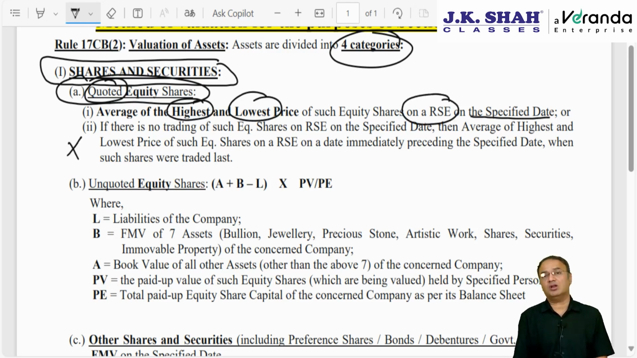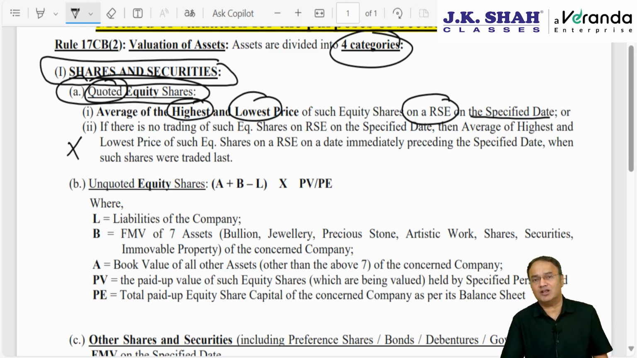The second point is unimportant. The second point says that if the quotation is not available as on the specified date, maybe they were not traded on that day, then go backwards. Say if it is 30th January 2025 and not traded on 30th January, go to 29 January. If on 29 January also there was no trading, go back to 28th January and so on.